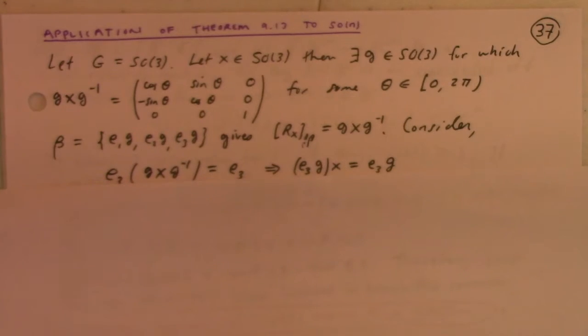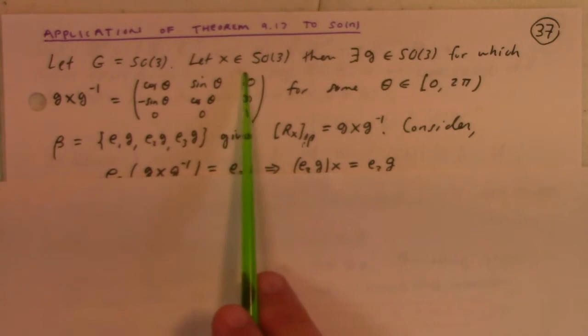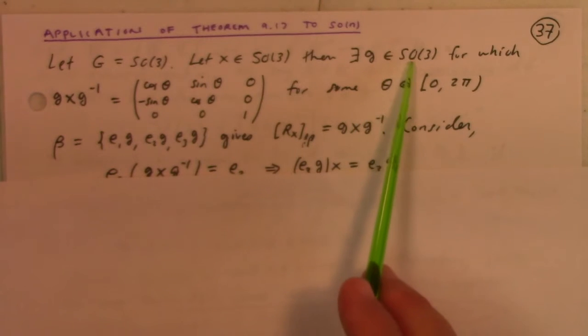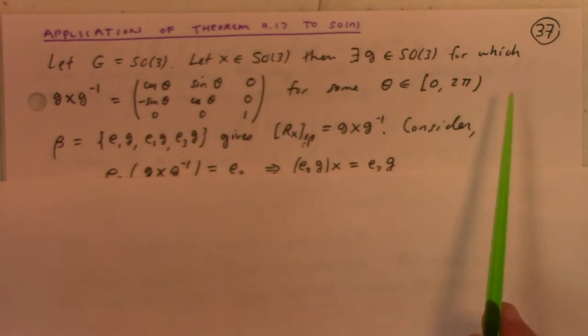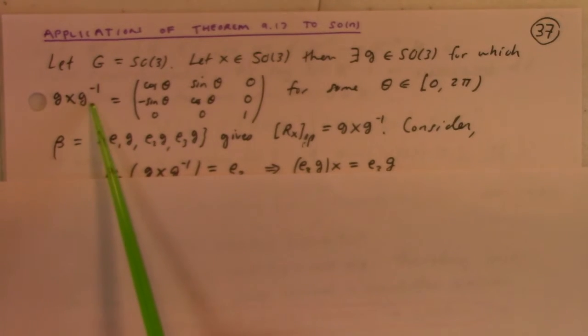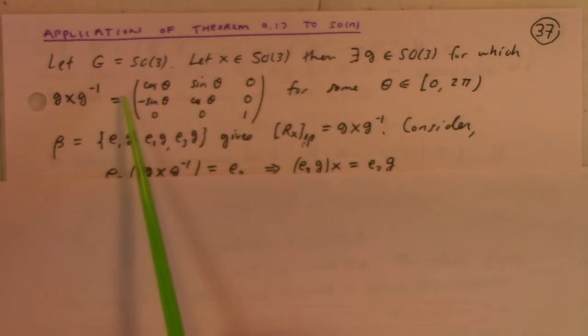Well. Oh my goodness, I keep hitting my head on this piece of wood I got up here. If I have G equal to SO(3), and I let x be in SO(3), then there exists a special orthogonal 3 by 3 matrix g for which gxg^-1 is equal to this.